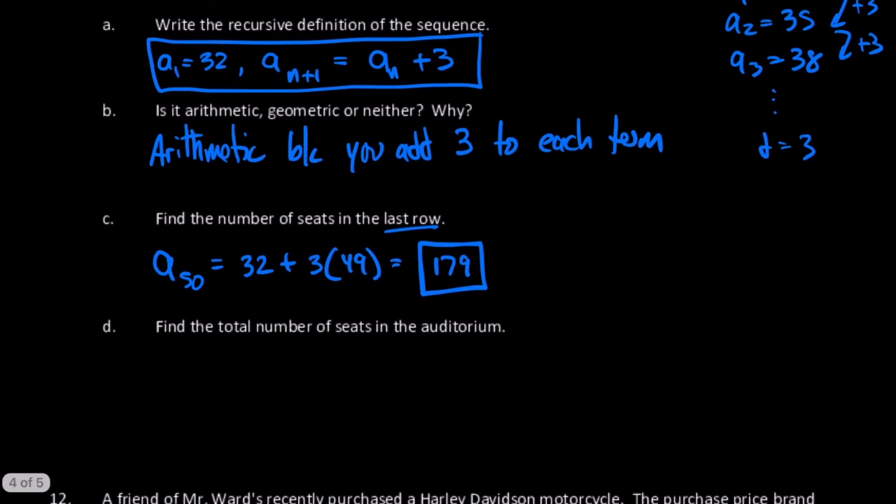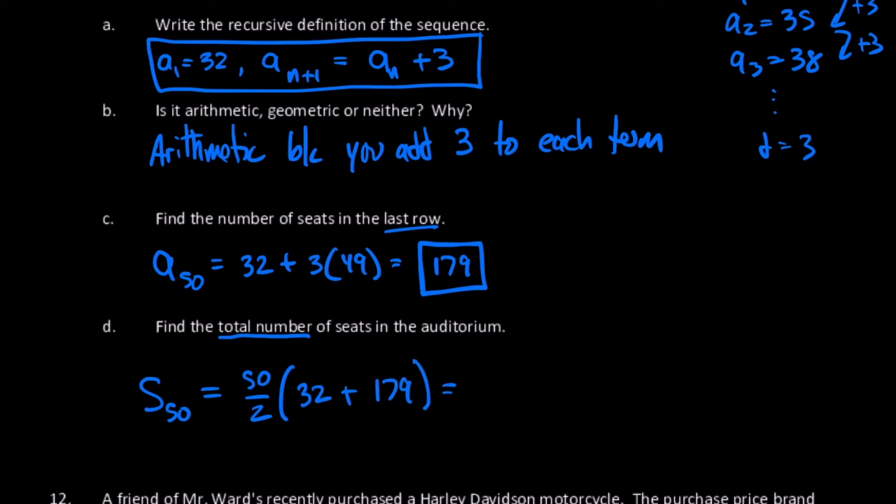So the last question here, it says find the total number of seats. Total number is going to be your sum, right? If you think about it here, the total for the auditorium is not 179. That's how many are in the last row. So I'm going to use my sum formula for an arithmetic. I should put a 50 there, sorry. There's 50 rows, so S sub 50. Let me just erase that. So that'll be 50 divided by 2 times the first, which is 32, plus the last, which is 179. And that gives me 5,275.